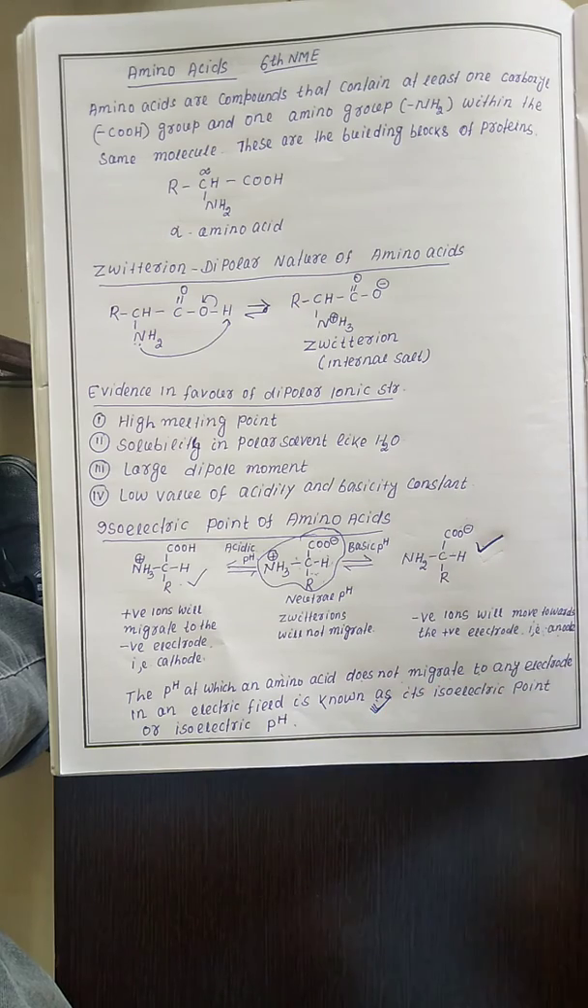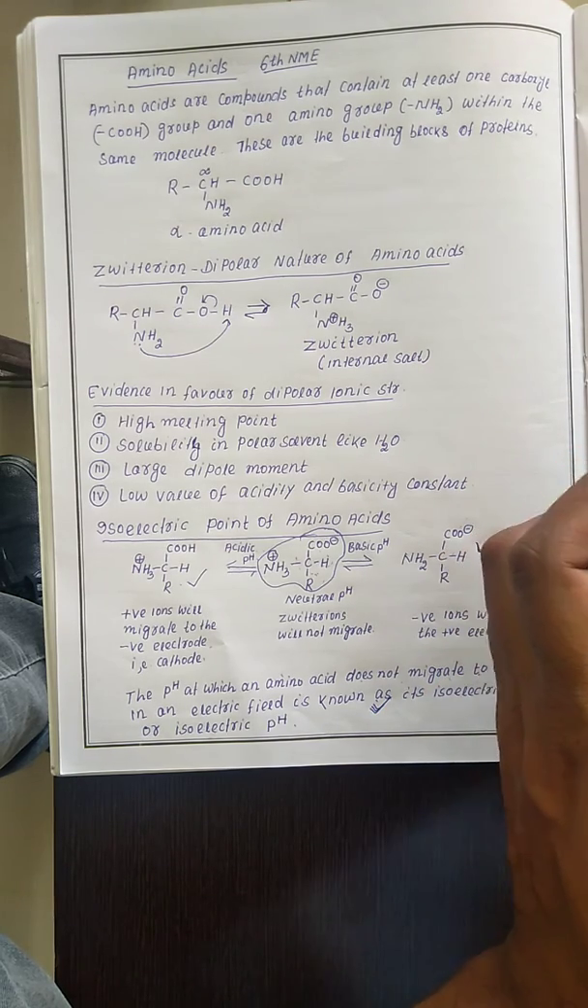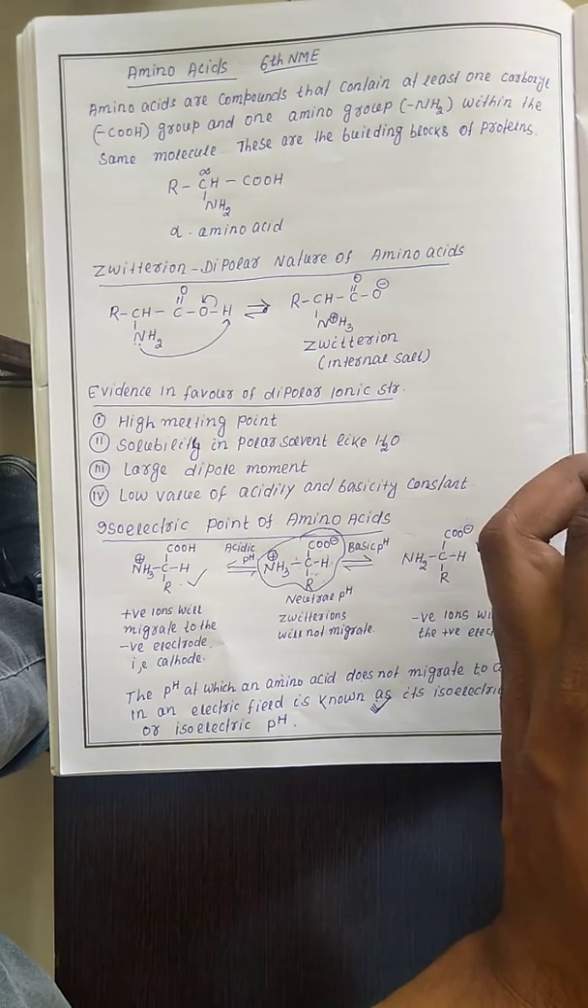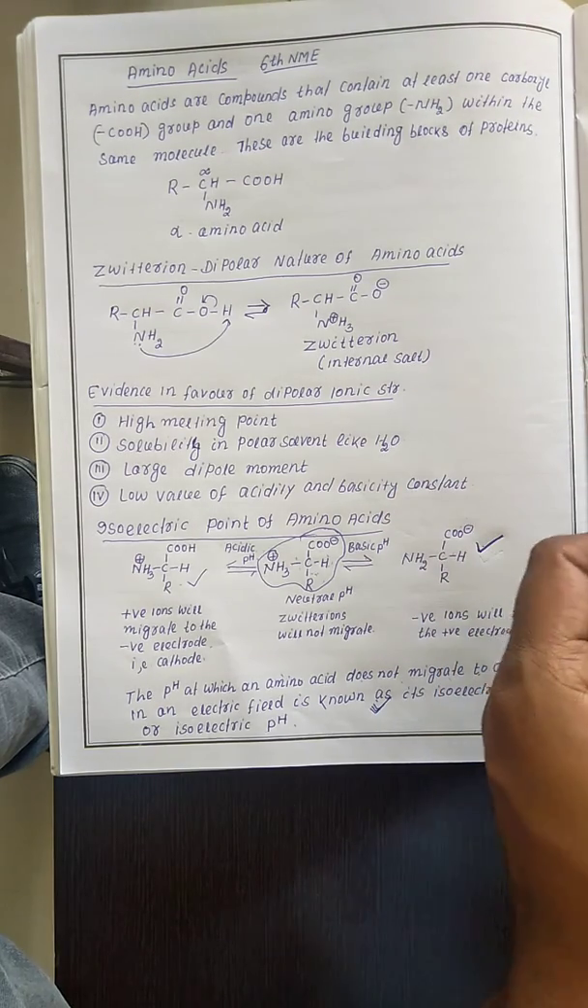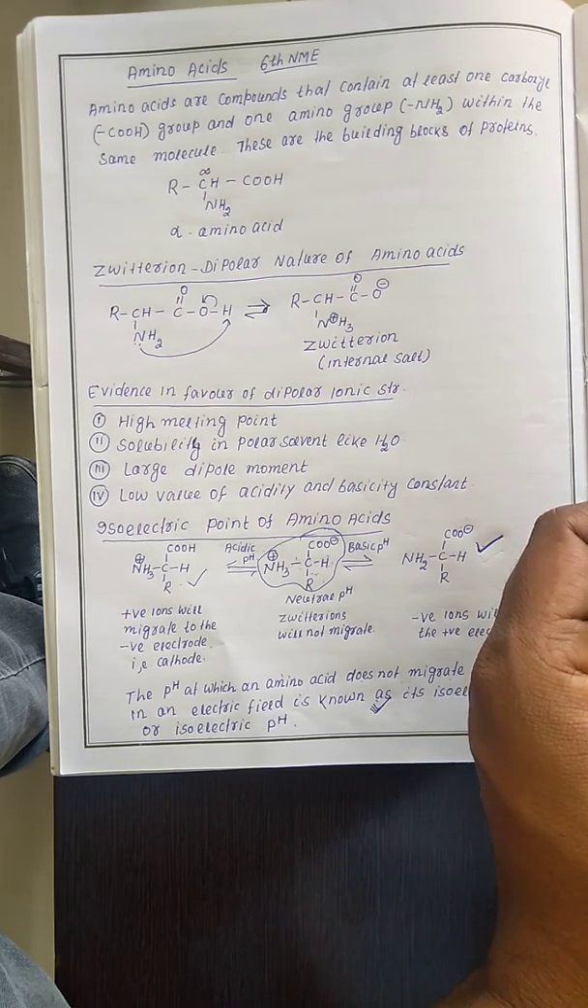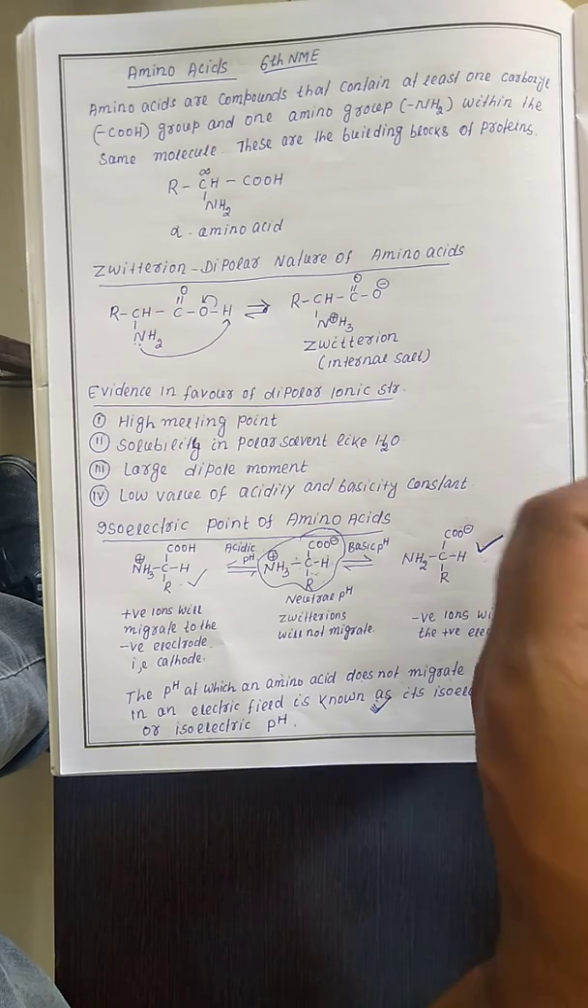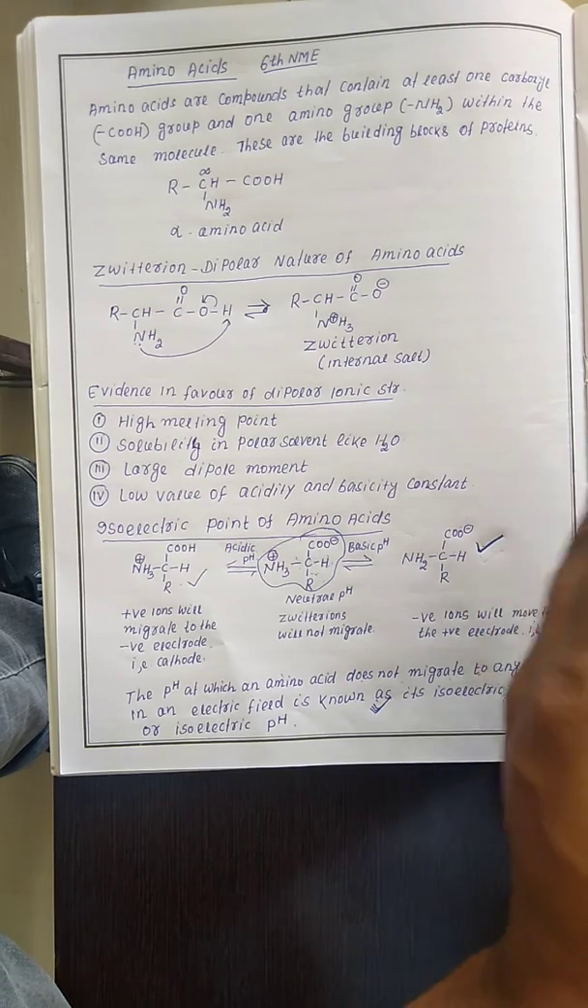Today's topic was that you should know what the isoelectric point is, what the evidence is in favor of the dipolar ionic structure of amino acids, and what amino acids are. Amino acids can be of different types: alpha, beta, gamma, and delta amino acids. But specially in our body there are 22 amino acids, and they are all alpha amino acids.